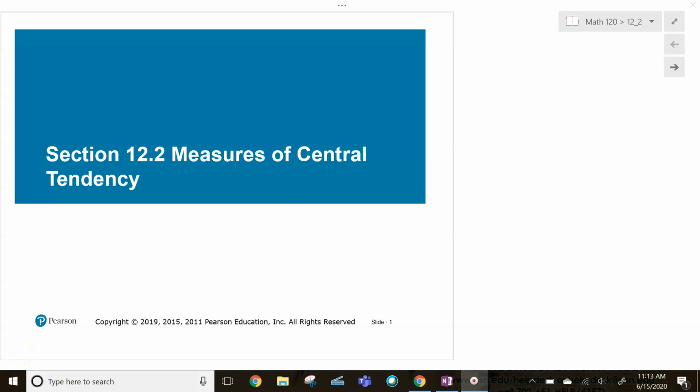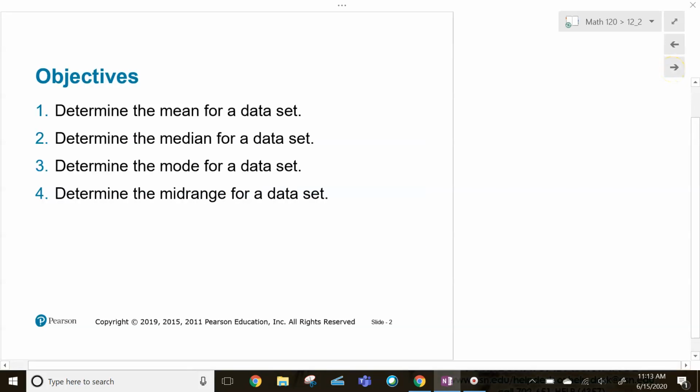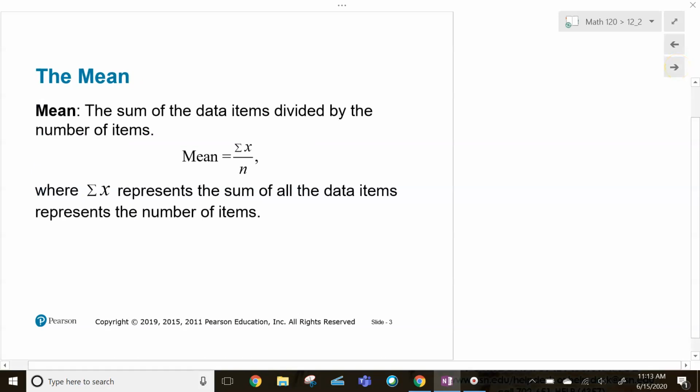Hey, welcome back to your favorite fundamentals college math class. We're going to look at measures of central tendency within the statistics unit. We're going to look at mean, median, mode, and mid-range for a set.